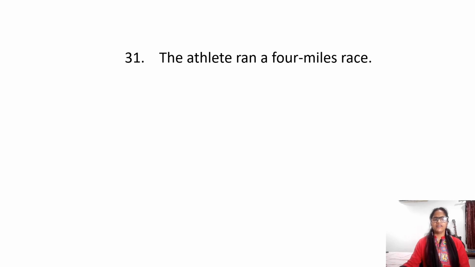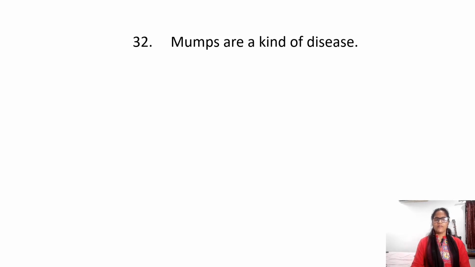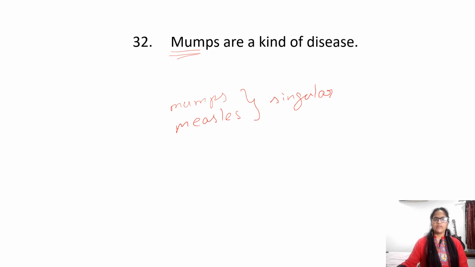Here is the next question. The athlete ran a 4 miles race. When the word mile is preceded by any number, it does not take the plural form. The athlete ran a 4-mile race is the correct answer. Here is the next question. Mumps are a kind of diseases. Names of certain diseases like mumps, measles, they are singular nouns. Mumps, though it looks like plural, is a singular noun. So mumps is a kind of disease is the correct answer.